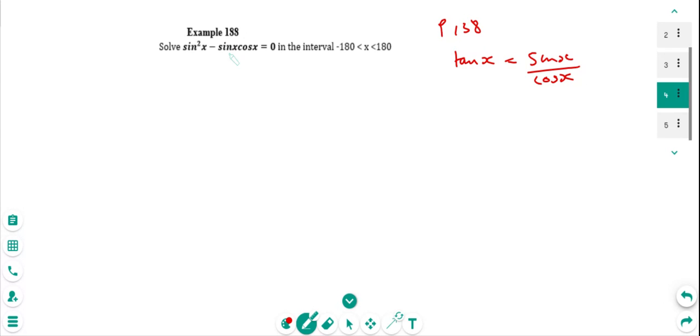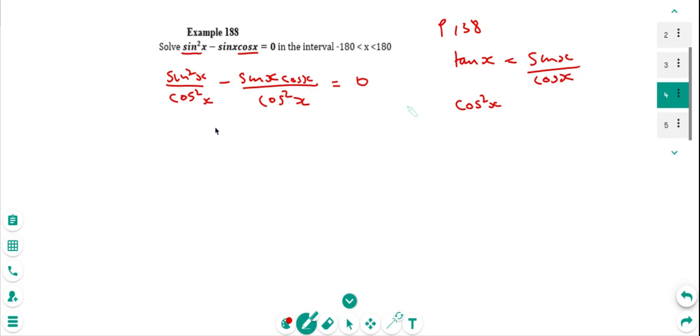At the moment, we've got an equation which involves sine x's and cos x's, and that makes it difficult to solve. We want it in terms of just one trig function. So what I'm going to do here is just divide everything by cos squared x. If I do that, I get sine squared x over cos squared x minus sine x cos x over, again, cos squared x equals 0.